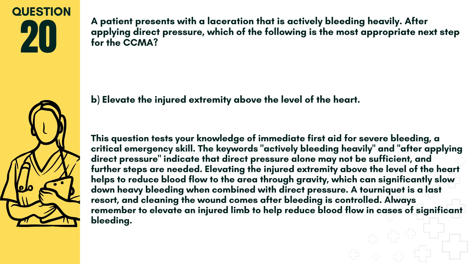Elevating the injured extremity above the level of the heart helps to reduce blood flow to the area through gravity, which can significantly slow down heavy bleeding when combined with direct pressure. A tourniquet is a last resort, and cleaning the wound comes after bleeding is controlled. Always remember to elevate an injured limb to help reduce blood flow in cases of significant bleeding.